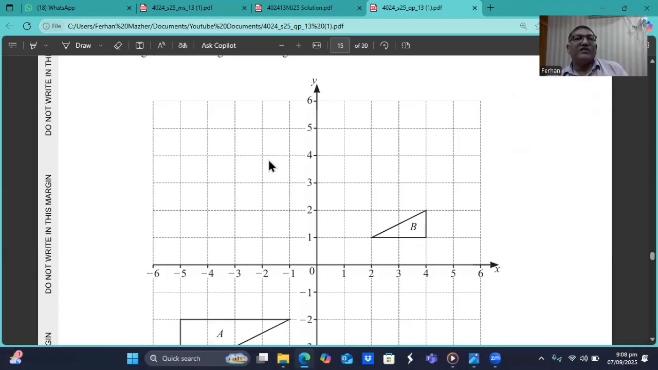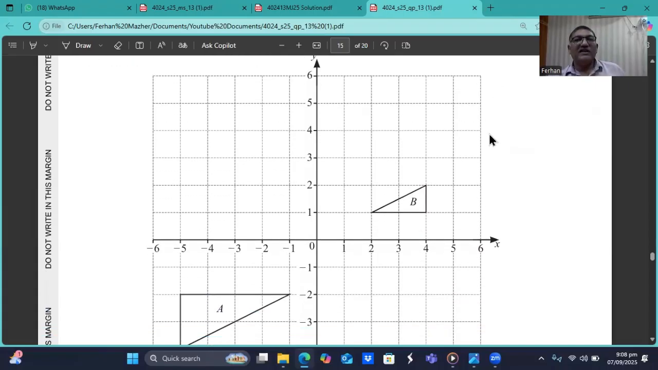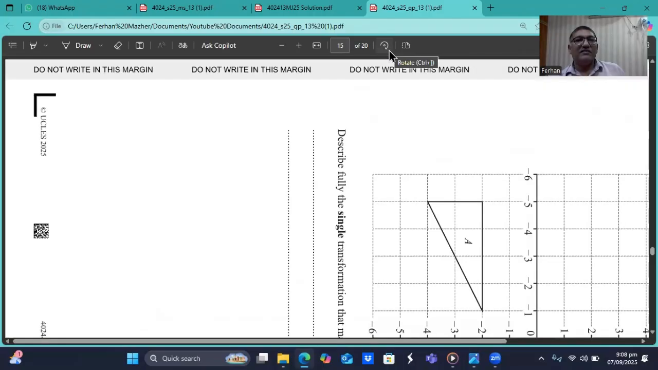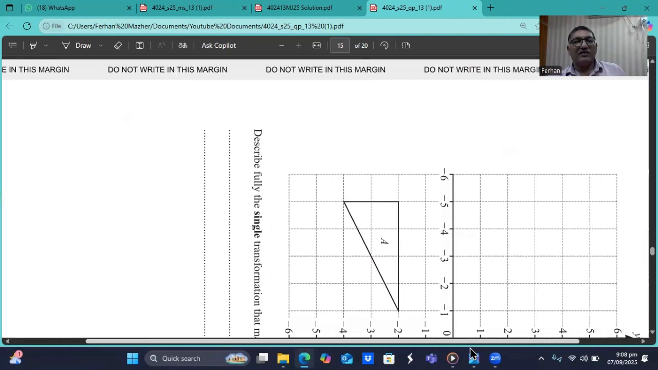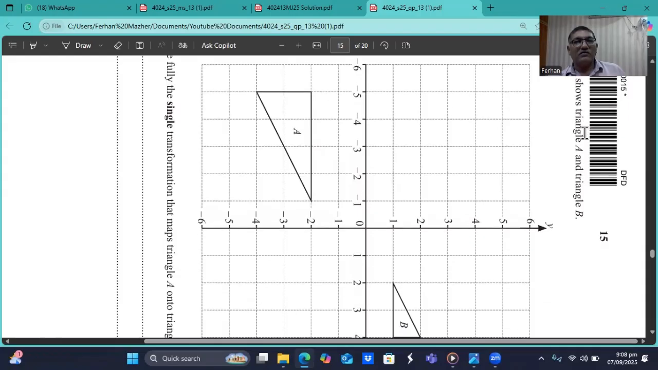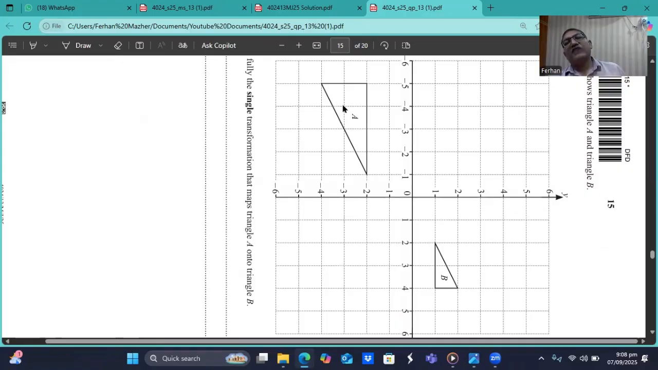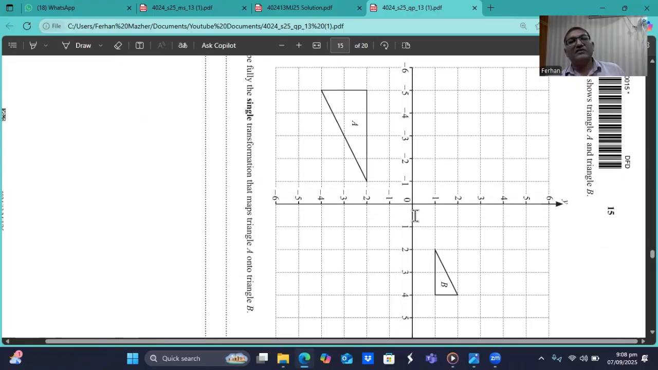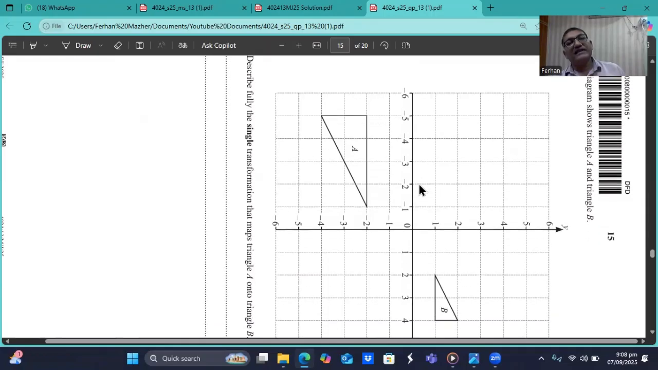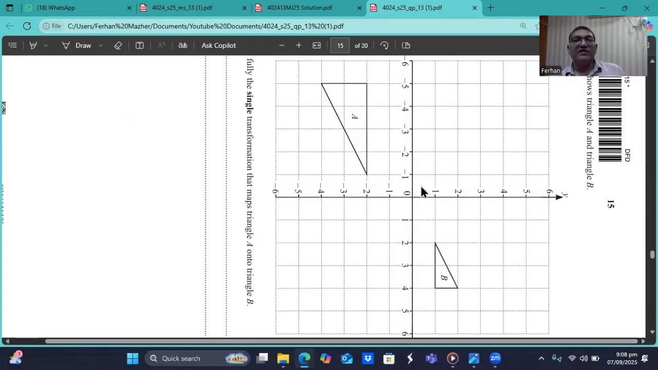Okay, so we have here question number 19 coming up on your screen. He says the diagram shows the triangle A and the triangle B. So here a grid is given to us. Let me reduce the size. So here are triangle A and triangle B, they are given to us, and they say, describe fully the single transformation that maps the triangle A onto the triangle B.